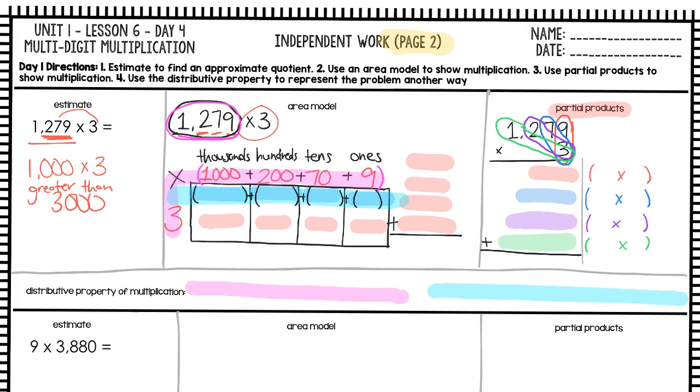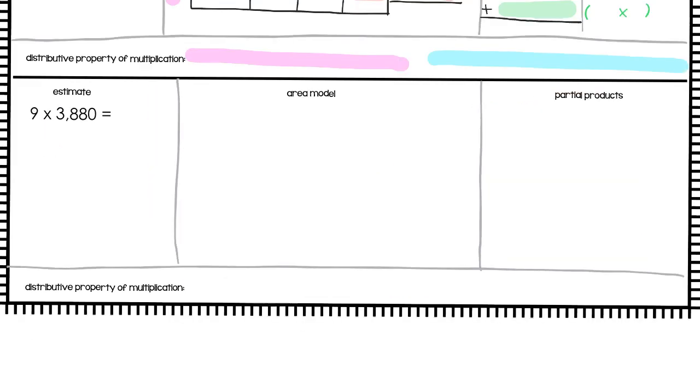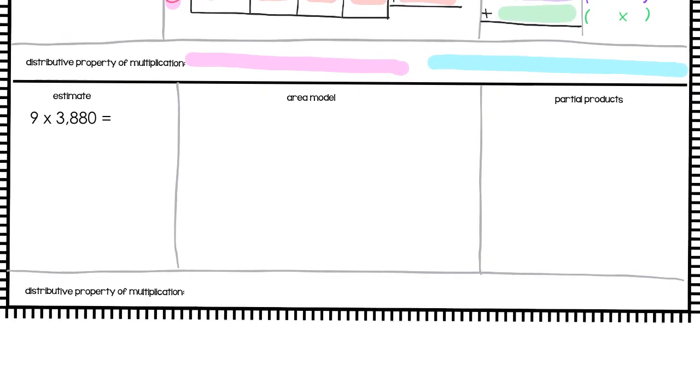these problems. Now this last one, I'm going to help you estimate, but I would like to see you try it on your own. Okay, so I'm going to look at it and I'm going to say, all right, I can see this large number here, 3,888. Is that closer to 3,000 or is that closer to 4,000? Well, it's closer to 4,000. And I'm going to multiply it 9 times.